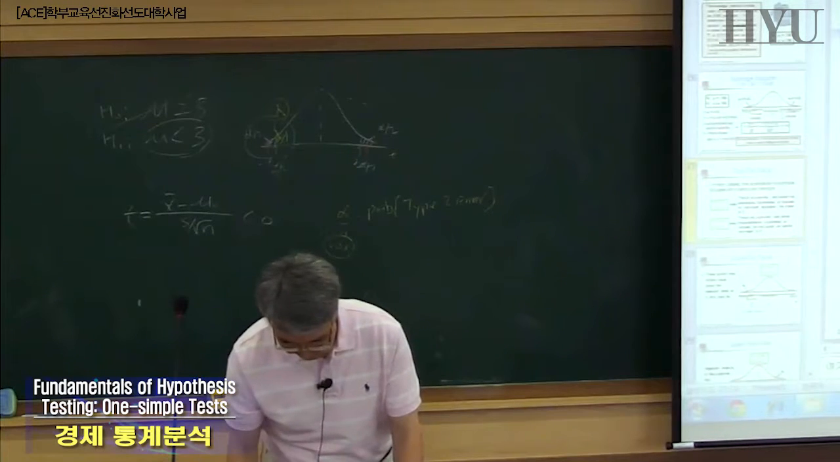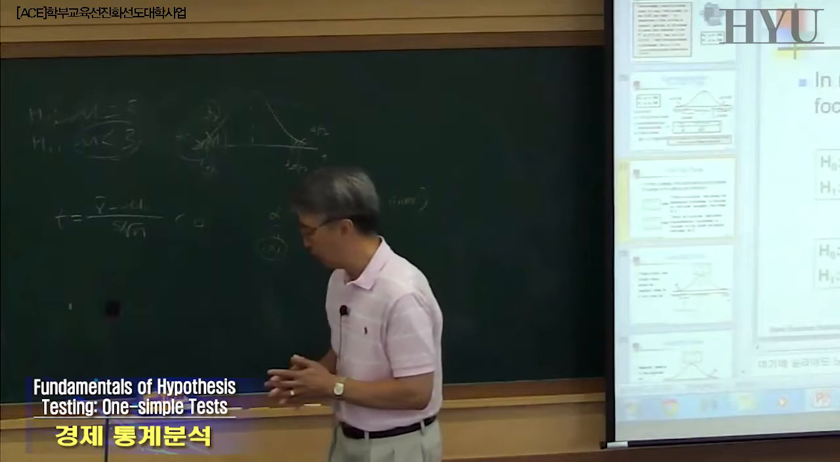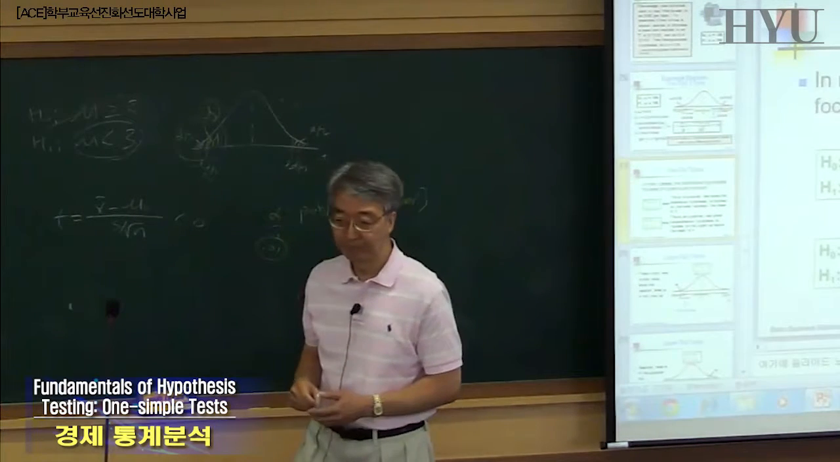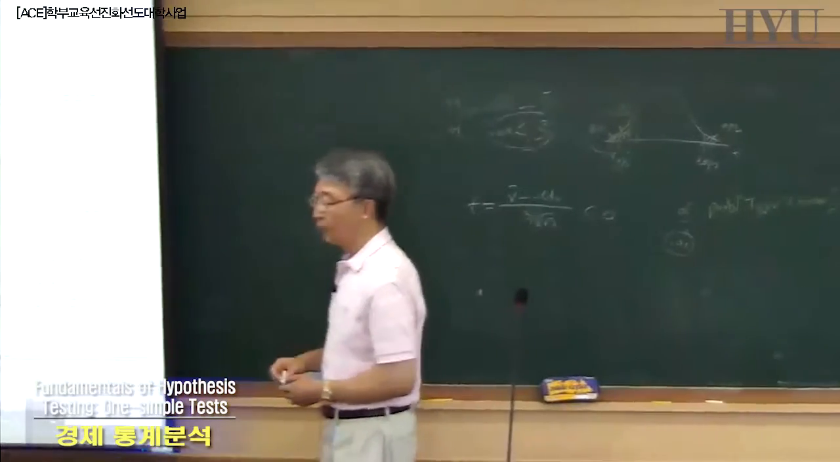Sometimes it's confusing how to set up the null and alternative hypothesis. Let me try to give you a few examples. I think I used this example before. How about the fuel economy?